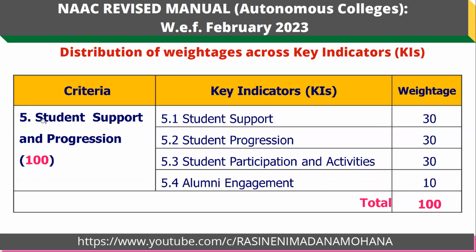Then criterion 5, student support and progress and total weightage is 100. That is divided into four key indicators. The first key indicator 5.1 student support with 30 weightage, then 5.2 student progress and 30 weightage, then 5.3 student participation and activities 30 weightage, then 5.4 alumni engagement 10 weightage. Then the total weightage across the four key indicators is 100.